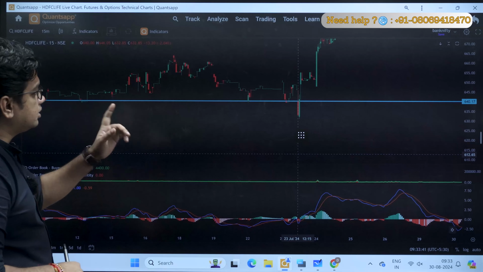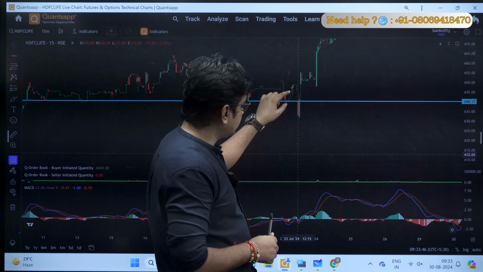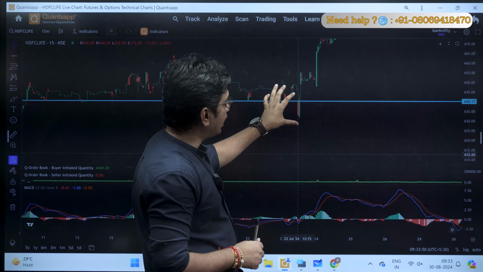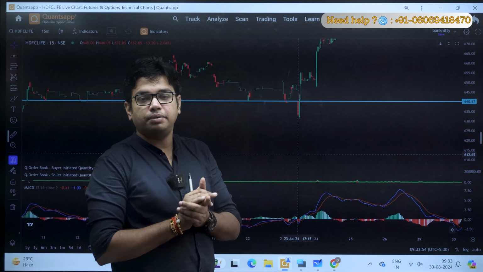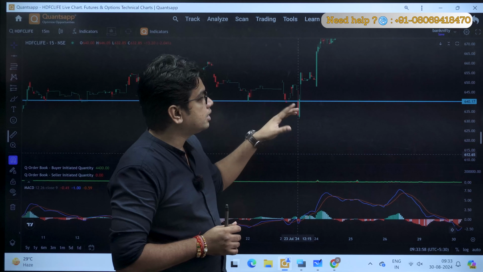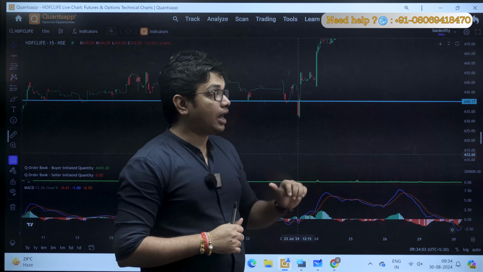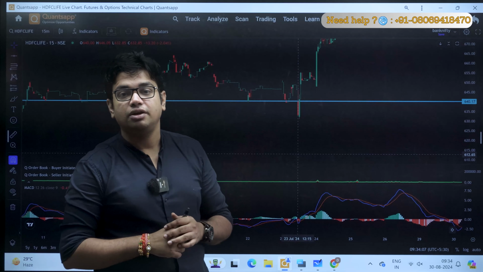Now on this particular candle you can see there was a huge downside potential, then you can see there is an engulfing candle and the price went upwards. Now many of us who have sold the future over here have made huge losses. Now why has this breakdown failed, why has this breakout failed?